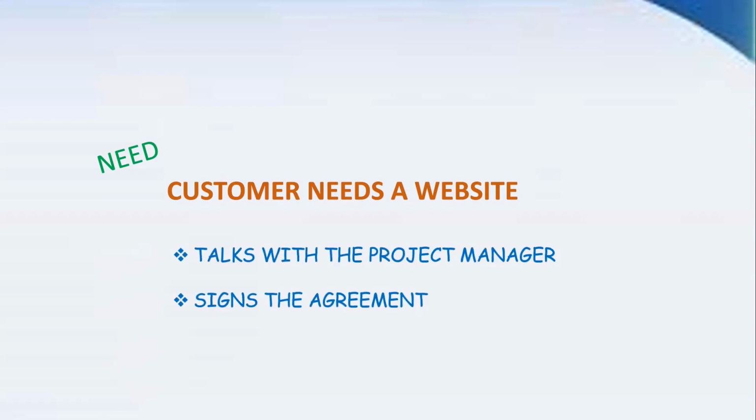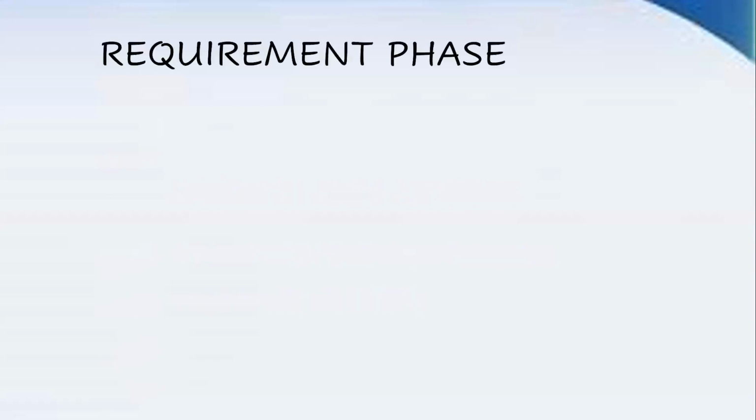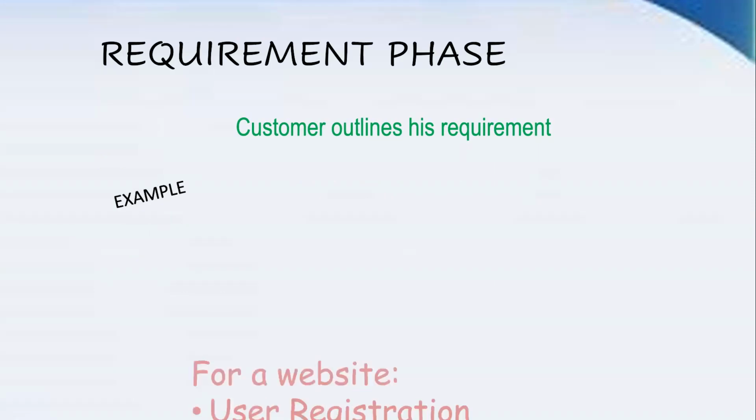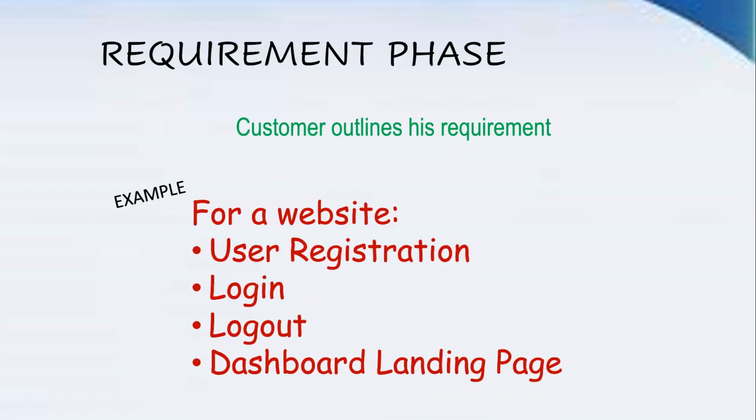So everything starts when a customer approaches different tech companies because he needs a website, and he chooses one company which he likes, and he will approach the project manager and talk with the project manager. They will agree to the terms of agreement. They will sign the deal. They will accept the project, and once the project gets accepted, it will move to the first phase, which is the requirement phase. In the requirement phase, the customer will outline his requirements. For example, consider this customer needs a website which contains user registration, login and logout, and the dashboard landing page.